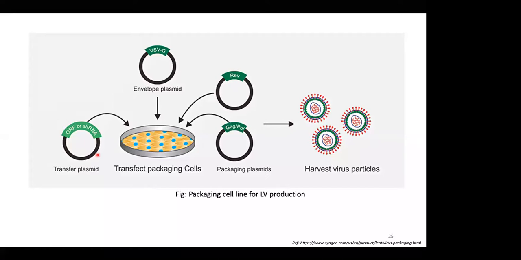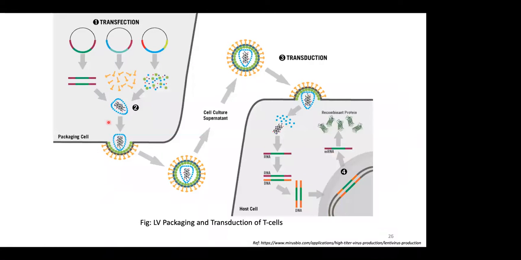Once I put this all into the packaging cell, so this is a very beautiful diagram. Here you have the gene of interest. This is the RNA. Then you have the GAG-POL and the REV, as well as the VSVG. Now the viral particle is generated. So the packaging cell is usually kept in these plates. They would release all the virus into the supernatant, and we take the supernatant. So that is where the lentiviral particle would be. Then we estimate the titer, and then we use it for transduction.